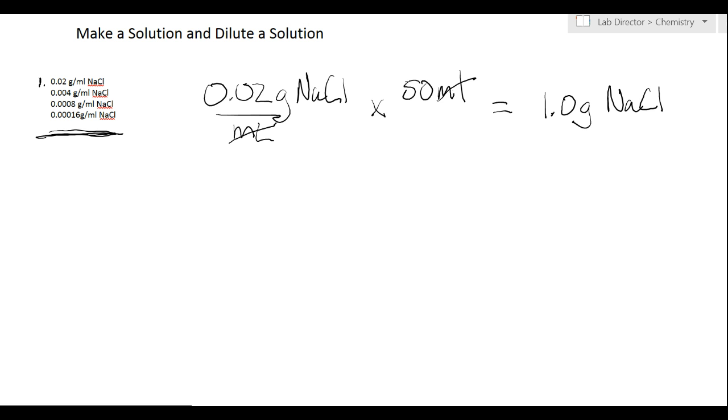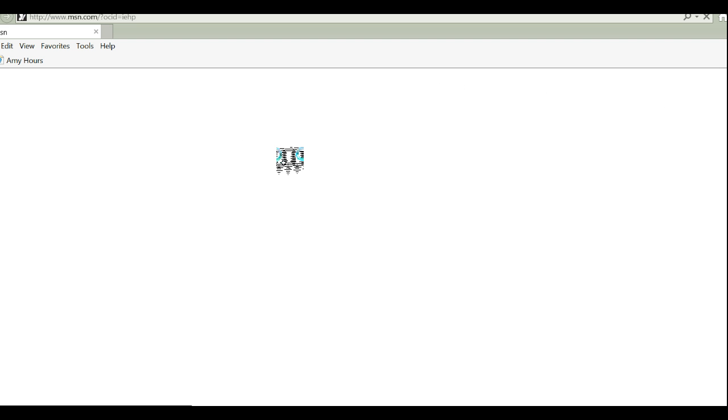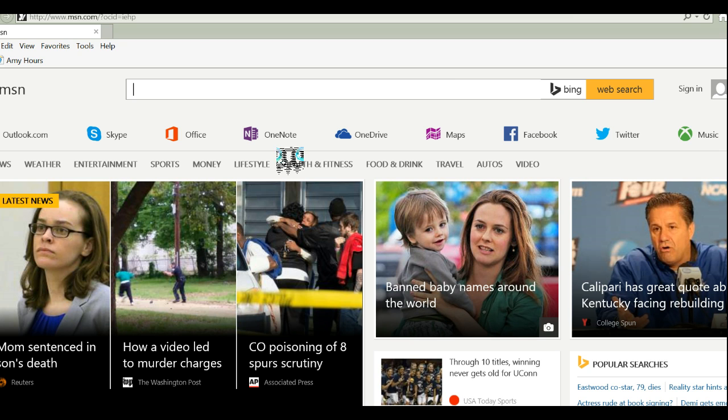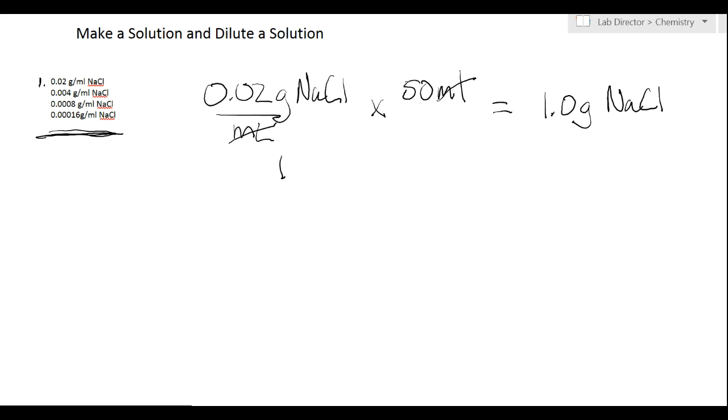So if I write my sort of recipe, I'm going to have 1.0 grams of NaCl, and I want my final solution volume to be 50 milliliters. So you want to be a little careful with your words here. I'm not adding 50 milliliters of water, but I'm going to add enough water so that the total volume is 50 milliliters, because I have to keep in mind that NaCl will take up a little bit of space.